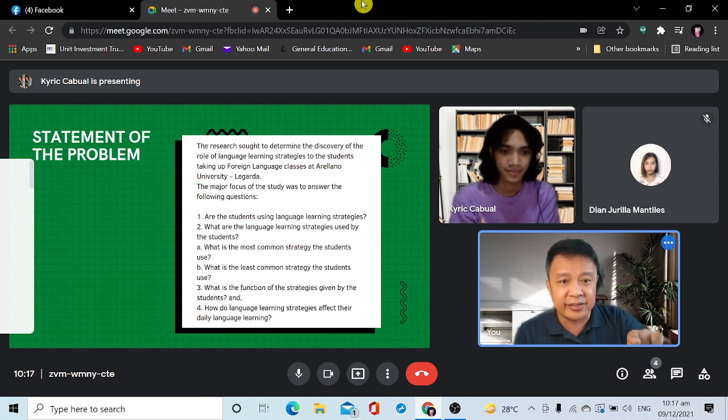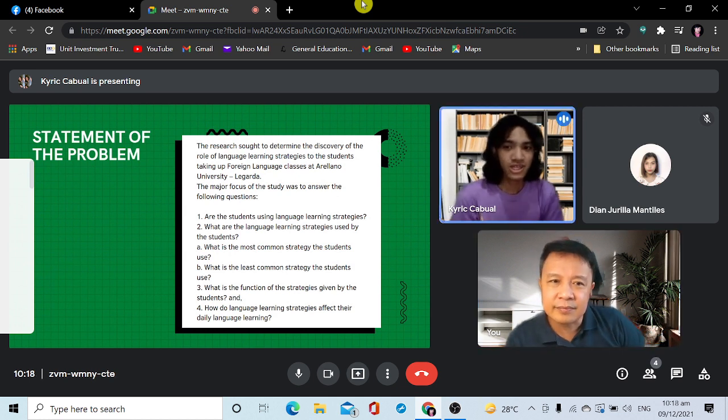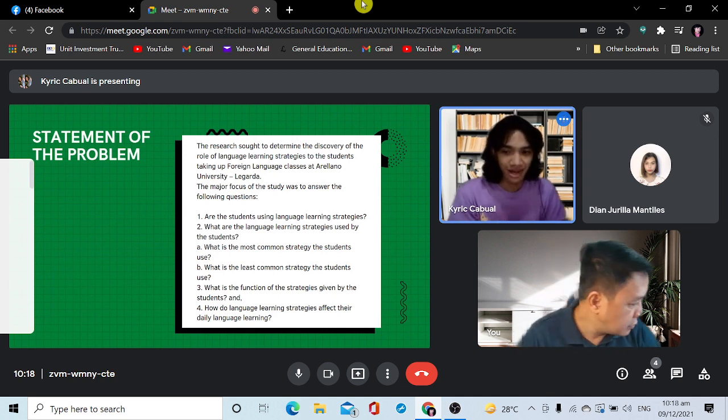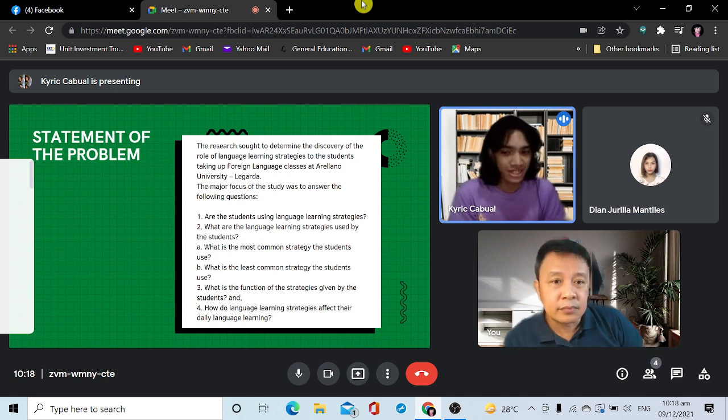That is allowed. That is allowed. You can do that. Okay? So there is no problem with that. With regard to your quanti-quali or quantitative qualitative method, why did you say that this is quantitative qualitative? Because if you are going to look at my title, I am looking for the role of, or how do these language learning strategies affect the daily language learning of our students taking up foreign language classes.